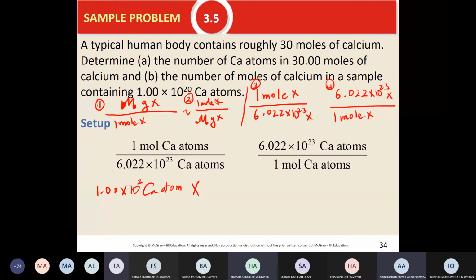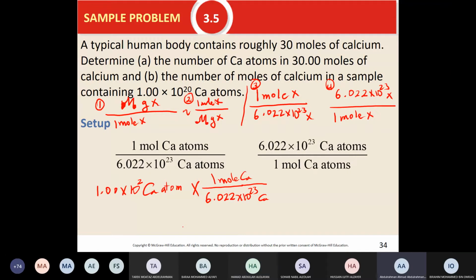We use the third equation. Which equation should I use? Third equation. Why? To change from atoms to moles. Change to mole: 1 mole calcium is equal to the Avogadro number of calcium atoms.